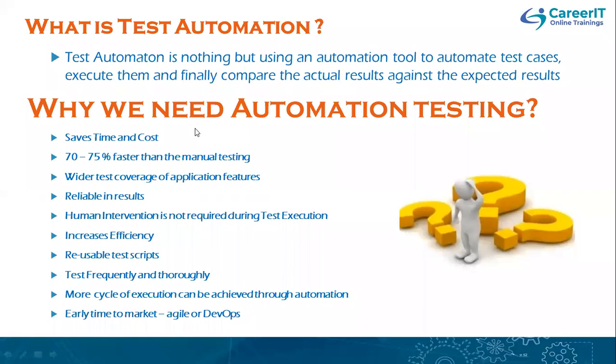It is obviously 70 to 75% faster than manual testing, because in manual testing they sit in front of the machine and validate one by one, right? But in case of automation, you can run the test cases on remote machines also, on different virtual machines, where it will take care of running in different browsers as well. Next, wider test coverage of application features.